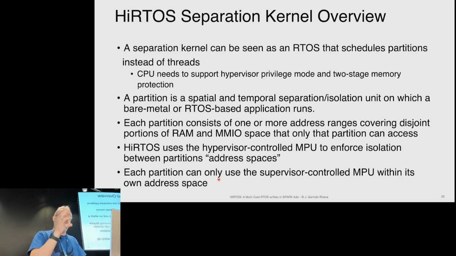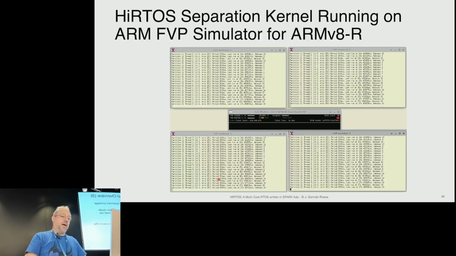So if you have a hypervisor mode in the hardware, like Cortex-R52, then you can be a little safer by having partitions. That means chunks of memory that are completely isolated from each other, and then you can run an RTOS within each partition. And then a test case that I have for that is shown here.